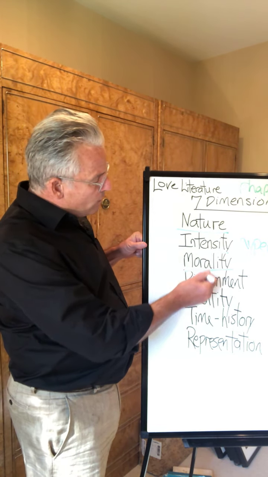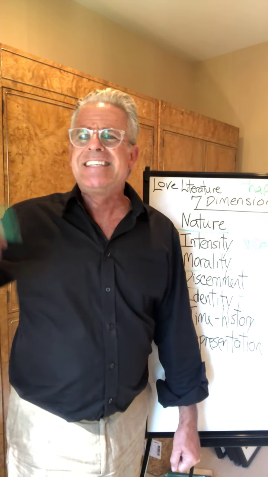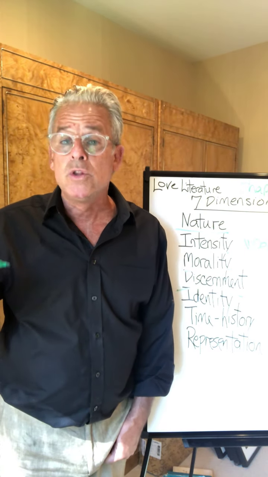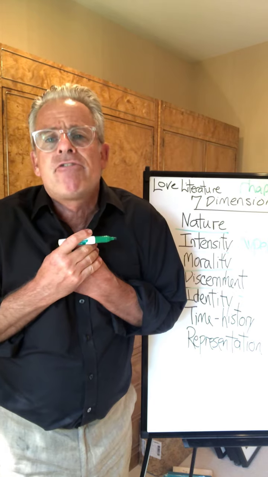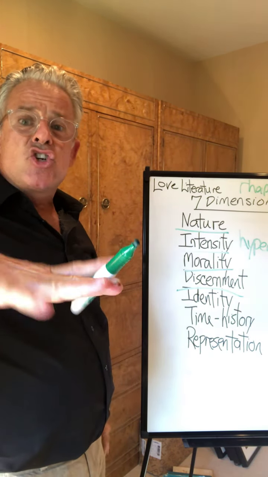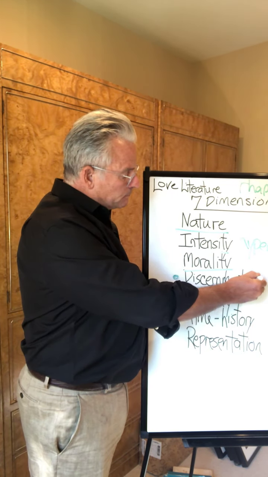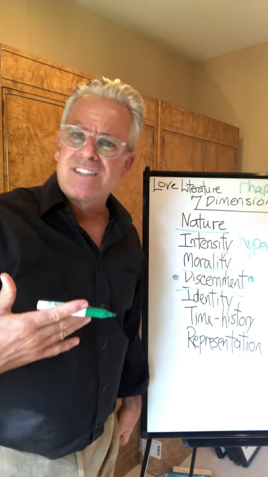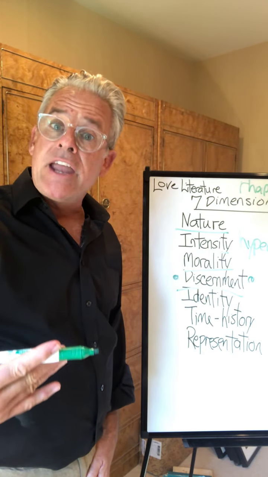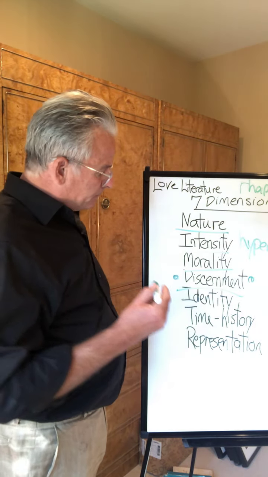Nature, intensity, morality. Discernment. And discernment is a fancy word that means, is this the right one? Is this true love? Is this the woman for me, the man for me? So anytime there's issues of choosing, of deciding, those are issues of discernment. The disappointment when someone was false or fake or untrue, that's a real theme of discernment.